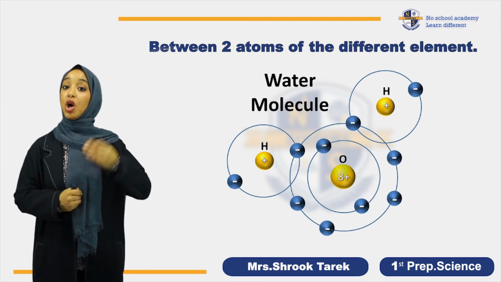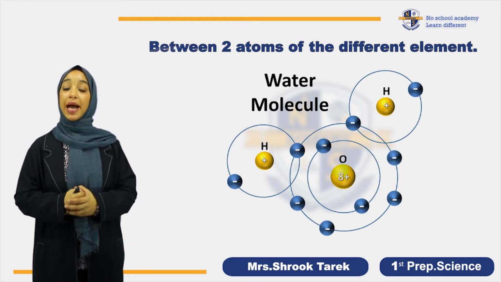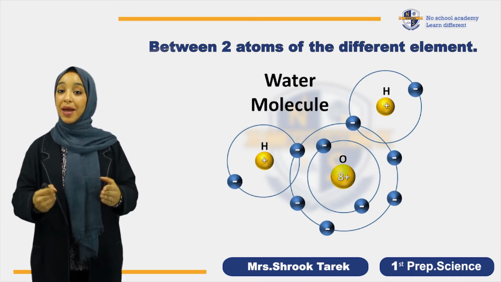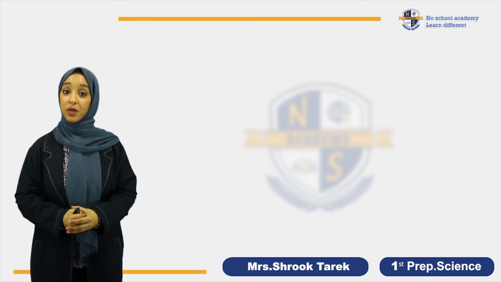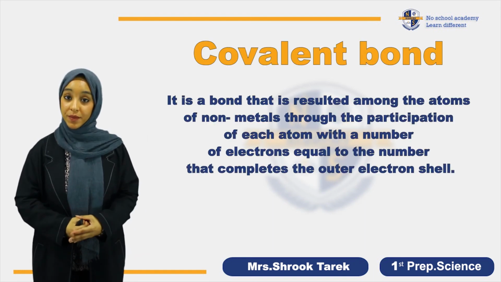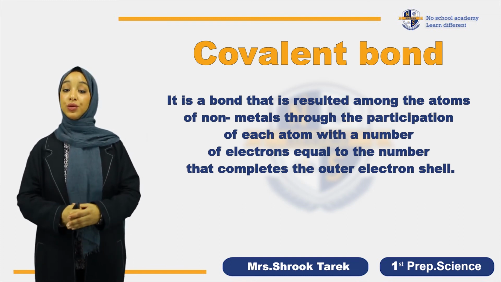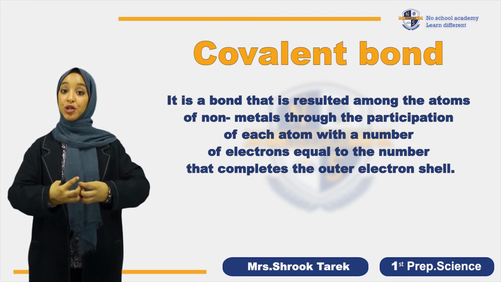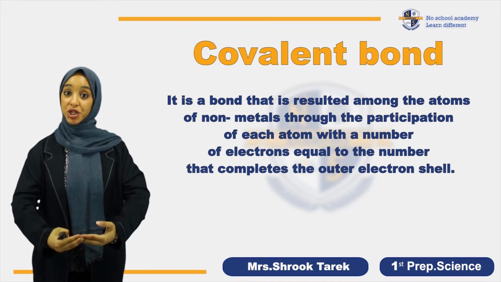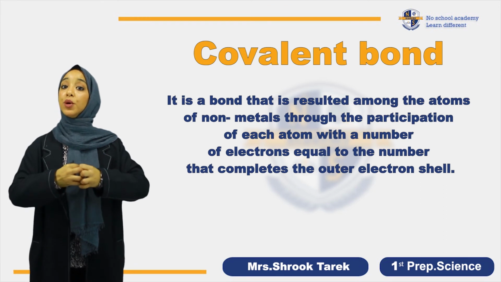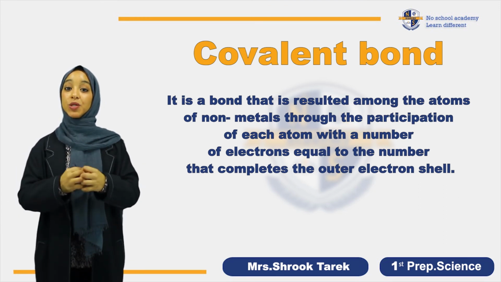يبقى كده دلوقتي الأكسجين بقى عنده 8 electrons ف it's stable, and each of the hydrogen atoms كمان بقى stable, بقى عندهم 2 electrons. So covalent bond, it is a bond that is formed between nonmetals through the participation or sharing of electrons, and the number of electrons they share is equal to the number of electrons they need to complete their outermost energy level.